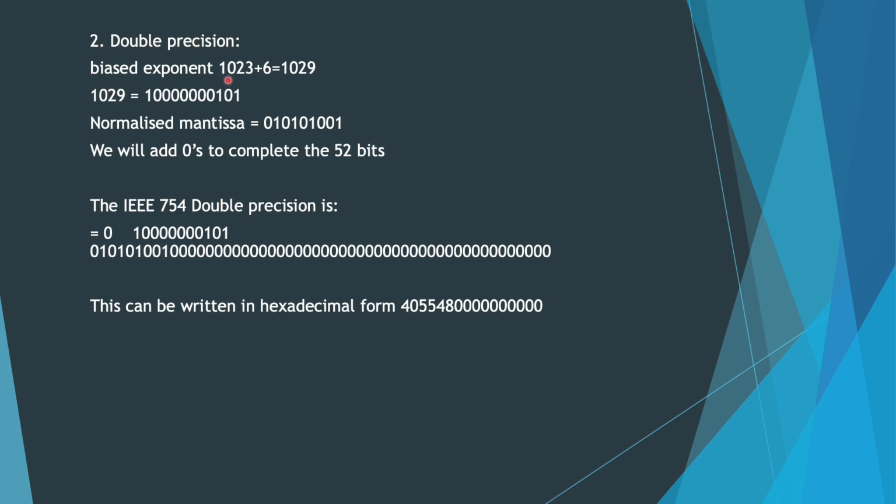Now we will convert it in double precision. Biased exponent for double precision will be 1023 plus 6, which is equal to 1029. 1029 in binary is 10000000101. Normalized mantissa is the same, that is 01010101. We will add zeros to complete the 52 bits. Therefore, the IEEE 754 double precision is 0 as sign bit, 10000000101 as exponent field, and 0101010000 till 52 bits as mantissa. This can be written in hexadecimal form as 405548 and 10 zeros.